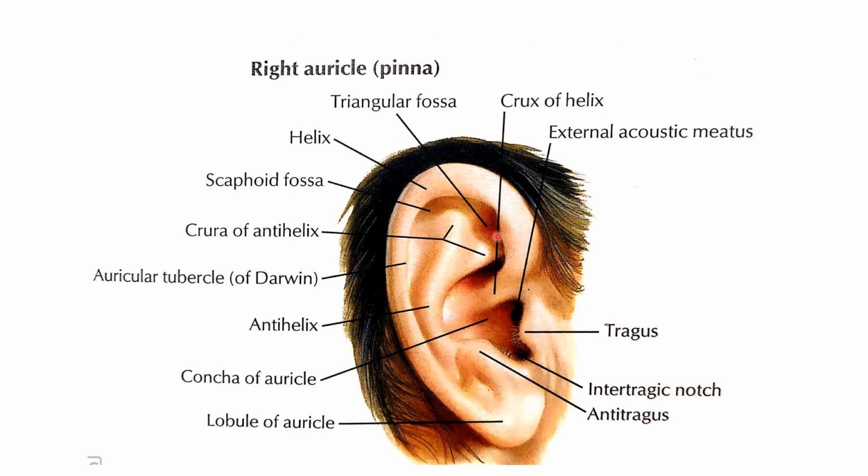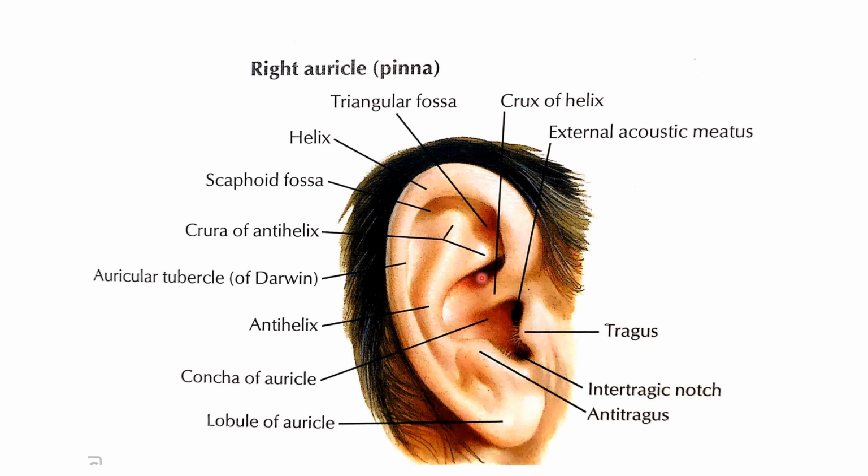The first one is the helix. The helix forms the prominent peripheral rim. This is the helix. Its anterior limb descends as the crus of the helix into the concha and divides the concha into upper and lower parts.